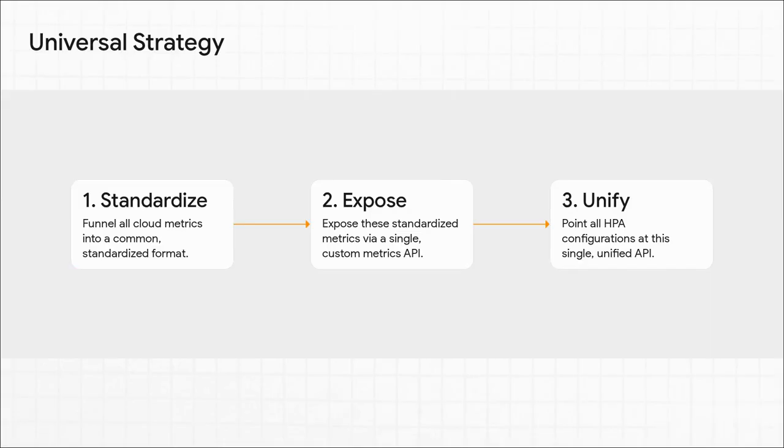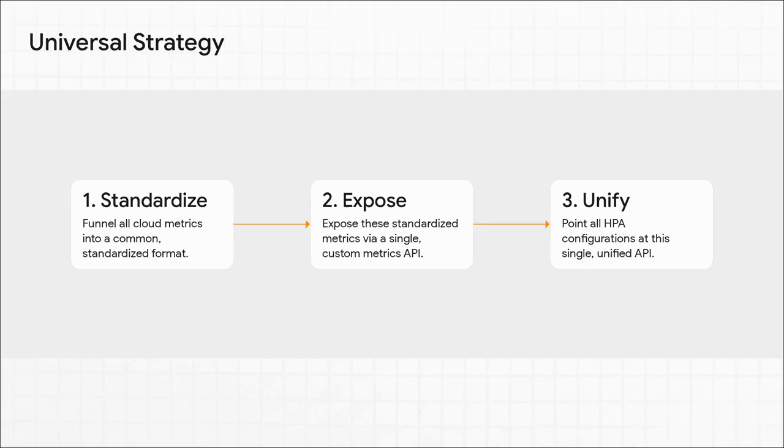And here's how we do it, in three pretty straightforward steps. First, you standardize. You pull in all those different cloud metrics into one place, like Prometheus, and you normalize them into a single format. Second, you expose. You set up a single custom metrics API that serves up these now standardized metrics. This becomes the only thing your clusters talk to for scaling.